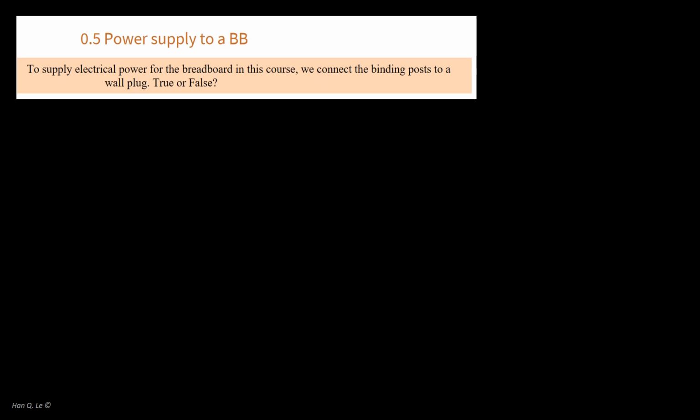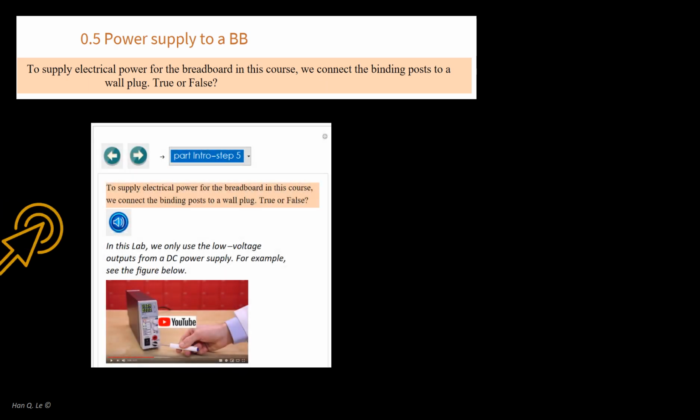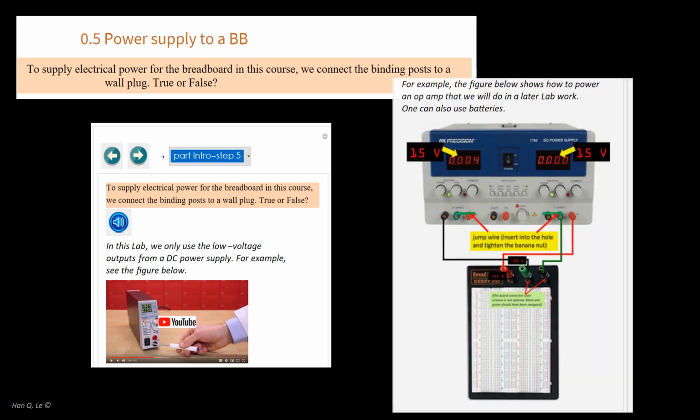How to supply power to the breadboard. It is very dangerous if we connect AC power to the breadboard binding posts. A person can get an electrical shock, and a shorted circuit can cause a fire. In this lab, we only use the low voltage outputs from a DC power supply. See the figure below for a typical example. It is strongly recommended to assemble the binding posts according to the color scheme as shown. The reason will be clear in Lab 4 on op-amps.